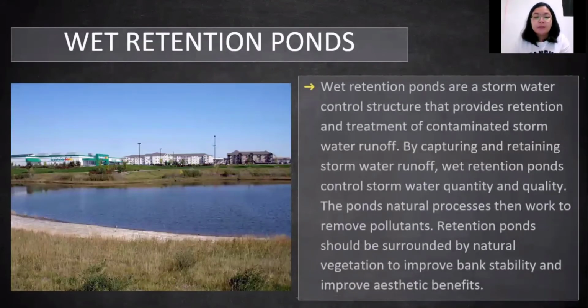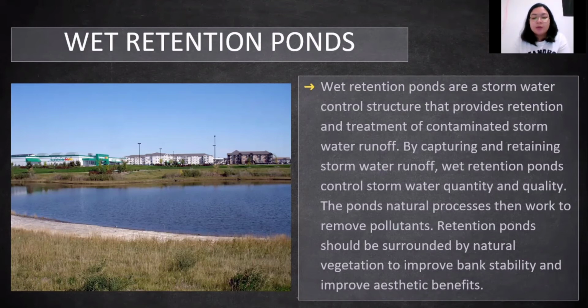Wet retention pond. A retention basin is used to manage stormwater runoff to prevent flooding and downstream erosion and improve water quality. It is an artificial lake with vegetation around the perimeter and includes a permanent pool of water when it's designed. The function of this retention basin is to contain this surge and release it slowly.